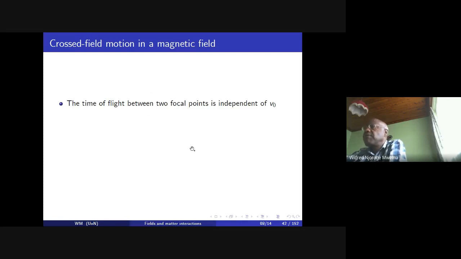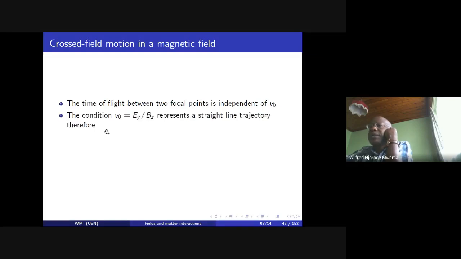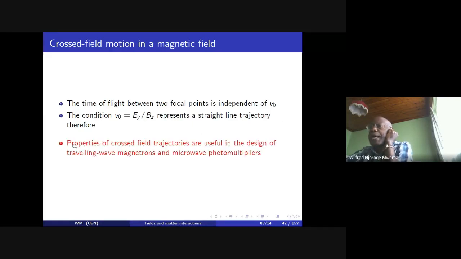such as the former tubes used for TV and the likes. That's why we used to use a magnetic coil. So the condition of V naught equal to Ey by Bz will represent a straight line trajectory, and therefore properties of closed field trajectories will be useful in design of traveling wave magnetrons.